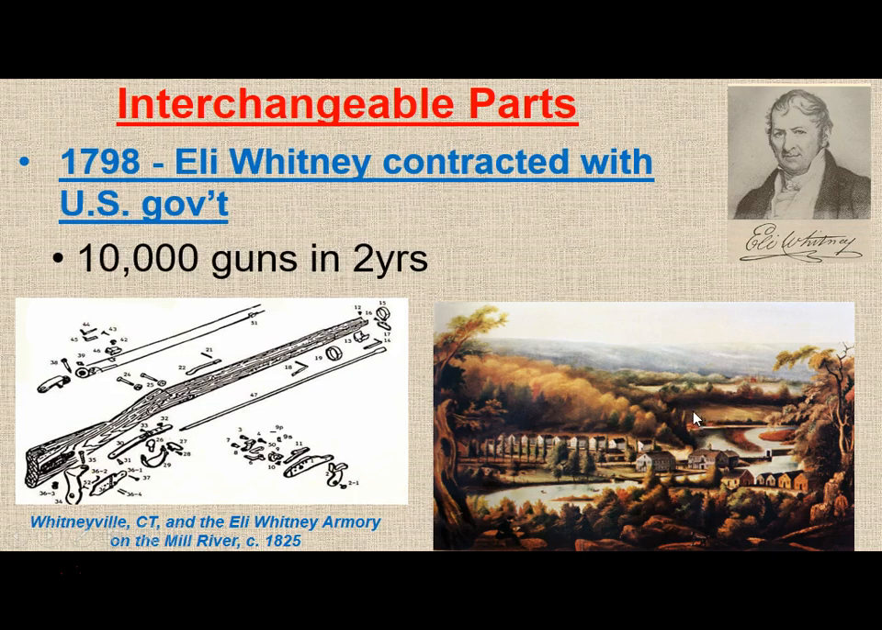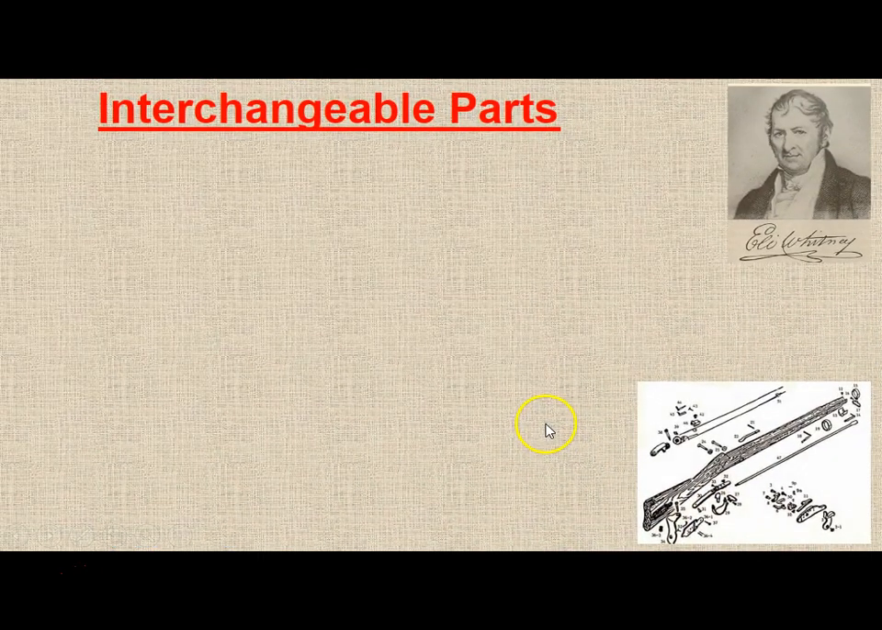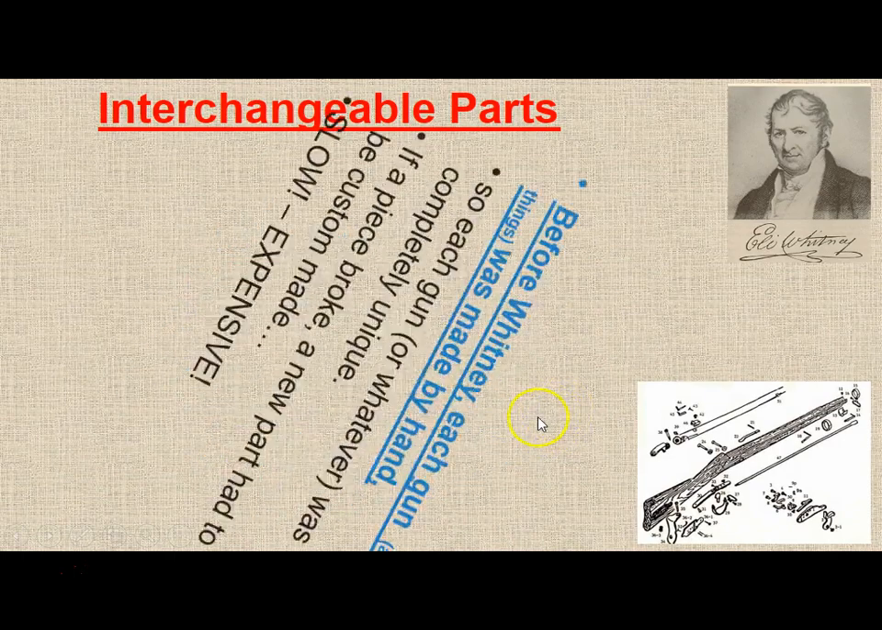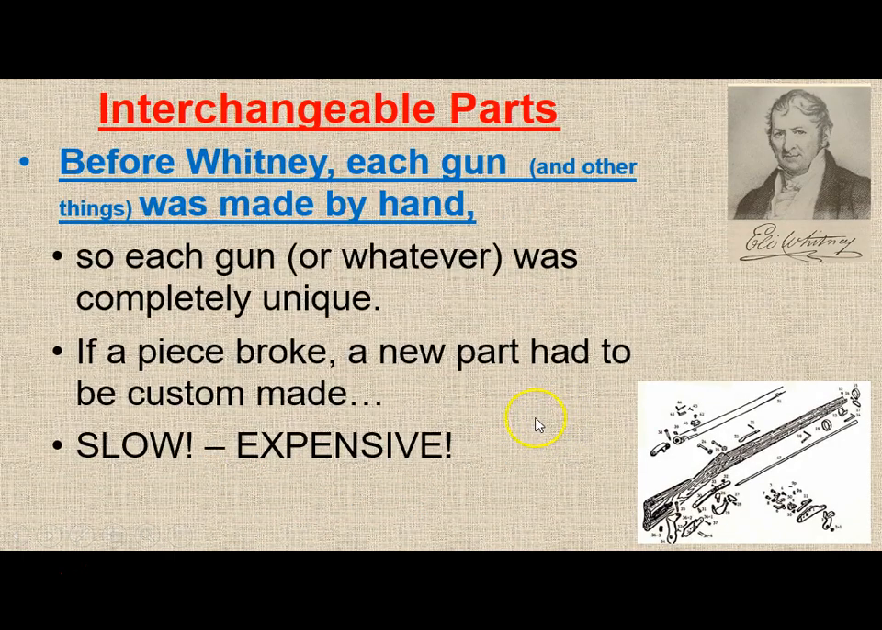Eli Whitney's big also because of this other thing called interchangeable parts. In 1798, he got a contract with the United States government to make 10,000 guns in 2 years. In the old handmade system, it was considered to be nearly impossible trying to figure this out and fulfill this contract, which brings him some good amount of money, I'm sure. He comes up with this process of interchangeable parts.